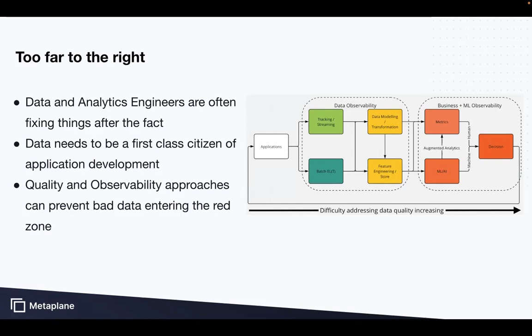So I think what we're going to see over the next few years is data moving to become a first-class citizen of application development, where product managers, rather than treating data as a last-minute consideration that sometimes gets chucked off at the end of the sprint, actually fully integrate it into what they're doing. And I think quality and observability approaches can prevent bad data entering that red zone. It's never going to eliminate it entirely, but I think we could be 2 orders of magnitude better than we are today.